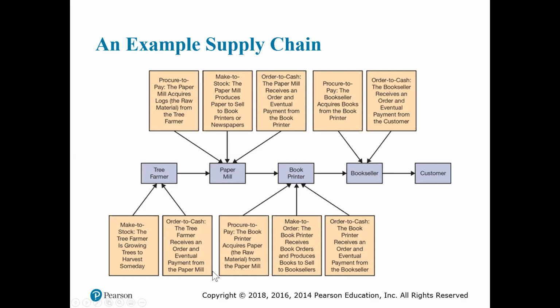Tree farmer does not have a procure to pay process because it is the raw material supplier. In contrast, paper mill and book printer start from procure to pay process. They all need raw material or intermediary goods from their suppliers, and then they are able to produce papers or books. I want you to look at this diagram and core business processes for each entity carefully, okay?